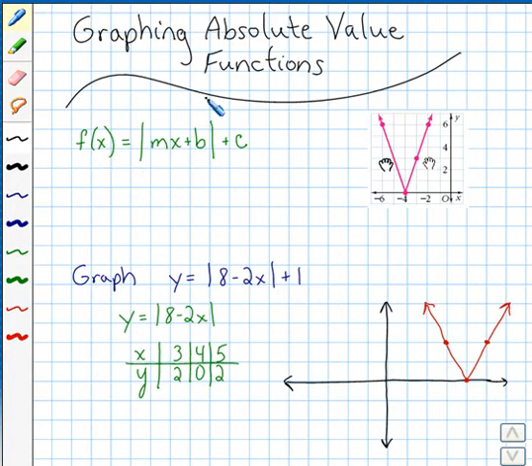The general form of an absolute value function looks like this, where f of x equals the absolute value of mx plus b, and then plus c. Now keep in mind this behaves very much like a linear function, and that's why you can see part of a line in the graph.